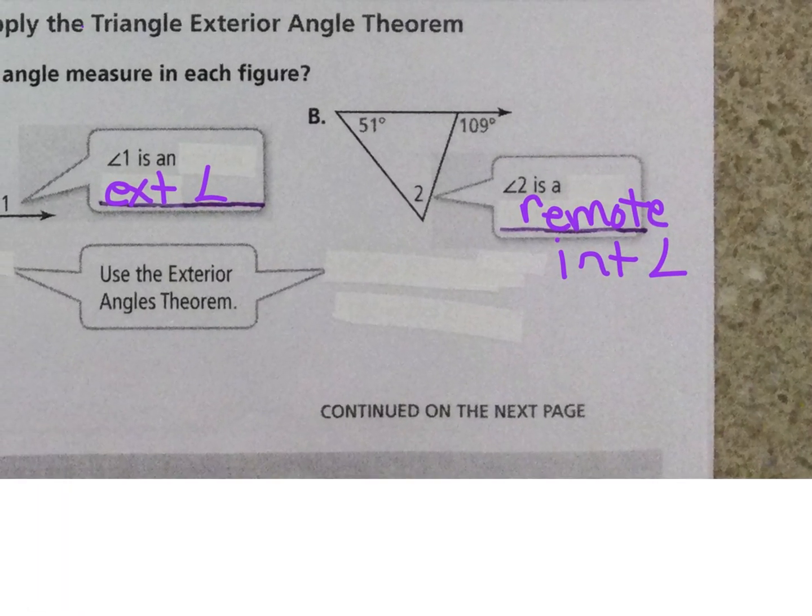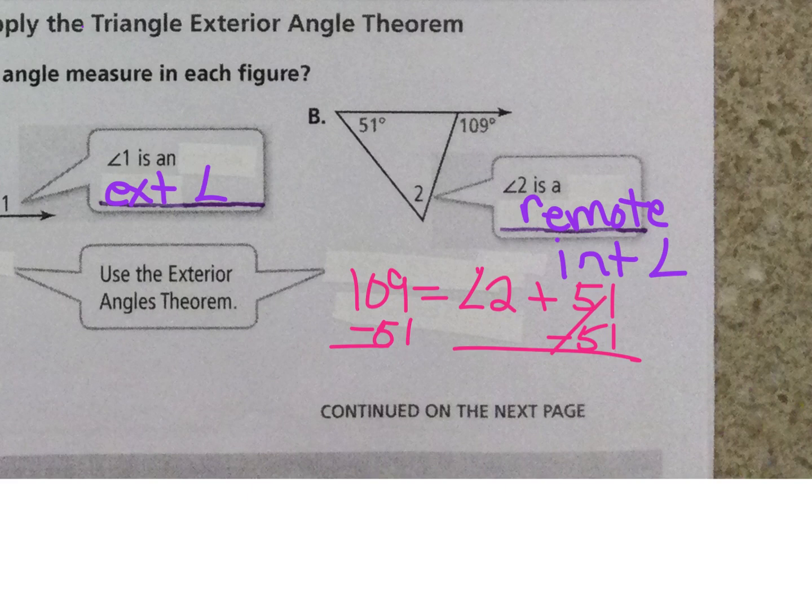Now, the exterior angle equals the two remote. So angle 2 plus 51. So subtract 51 from both sides. And I get 58 equals angle 2.